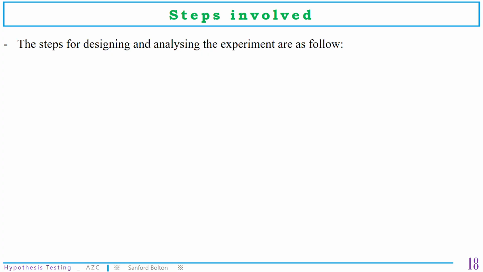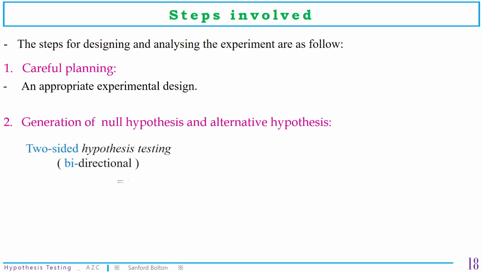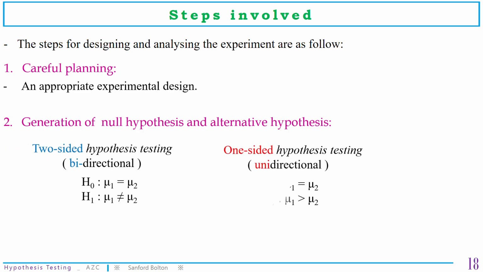Steps involved in hypothesis testing. The steps for designing and analyzing the experiment are as follows. Careful planning and appropriate experimental design. Generation of null hypothesis and alternative hypothesis. Depending on the condition, one can design a hypothesis as either two-sided hypothesis testing, that is, bidirectional, or one-sided hypothesis testing, that is, unidirectional.